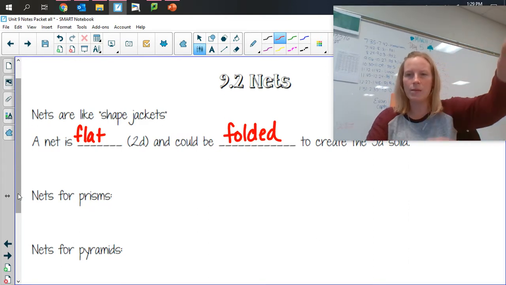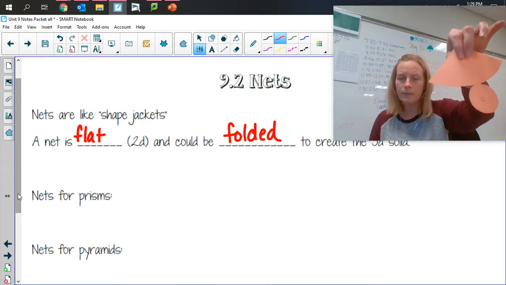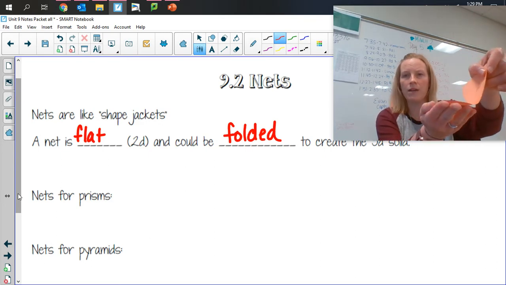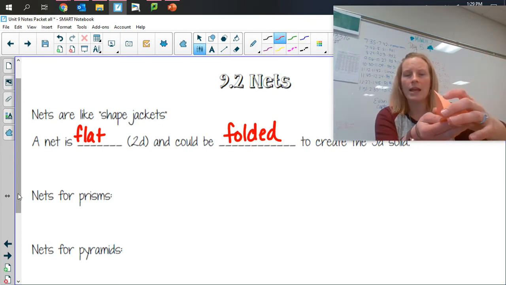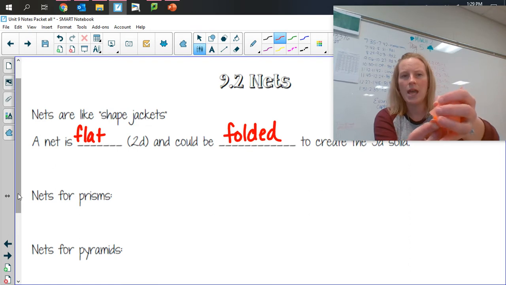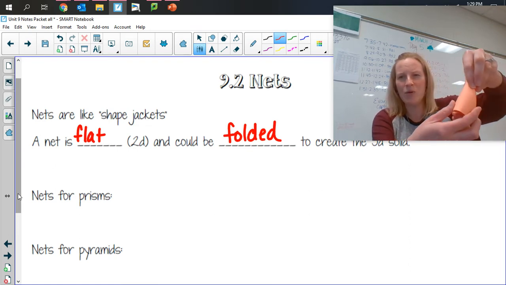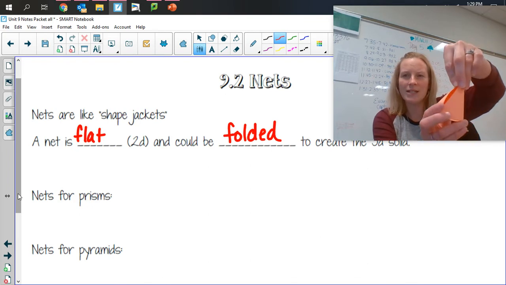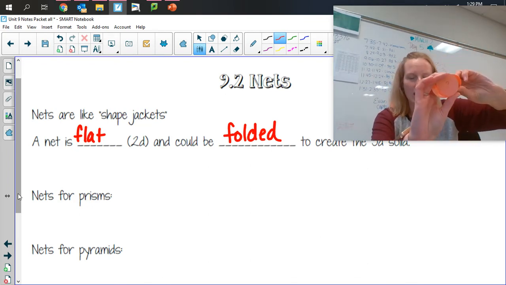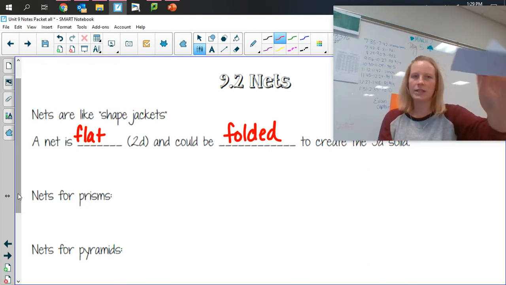For example, this would be a net. It is flat, it's a piece of paper. I can take it, fold up the circular part, wrap this around and connect these two sides. This is not a great example because you can't see perfectly, but you can see that we create a cone here.